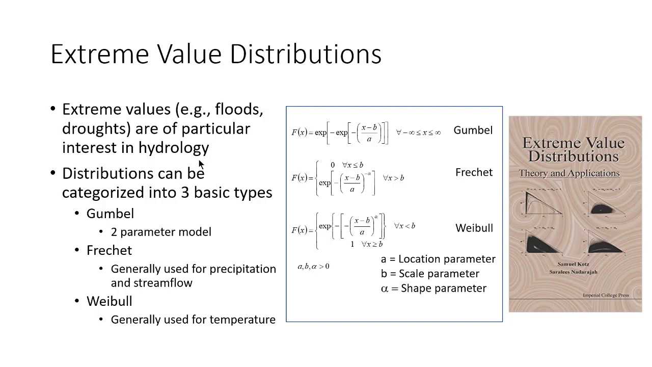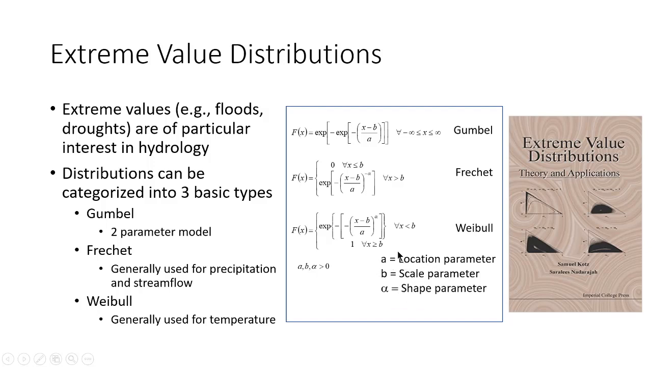So these distributions can be categorized into three basic types: Gumbel, which is a 2-parameter distribution; Fréchet, which is used for precipitation and stream flow; and then Weibull, which is typically used for modeling extreme temperatures. So I show you the equations for the cumulative distribution functions for Gumbel, Fréchet, and Weibull. Again, they have 2 or 3 parameters: the location parameter, the scale parameter, and the shape parameter.